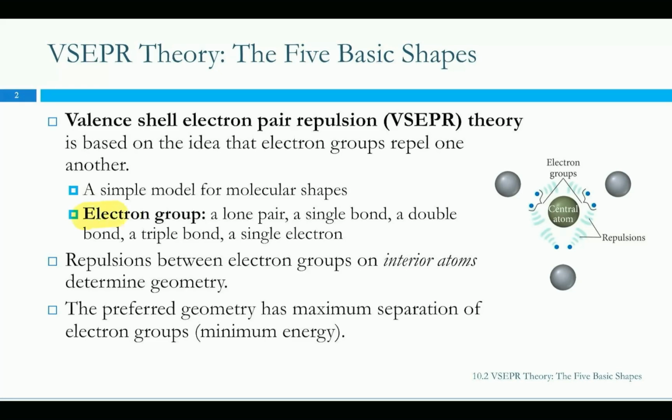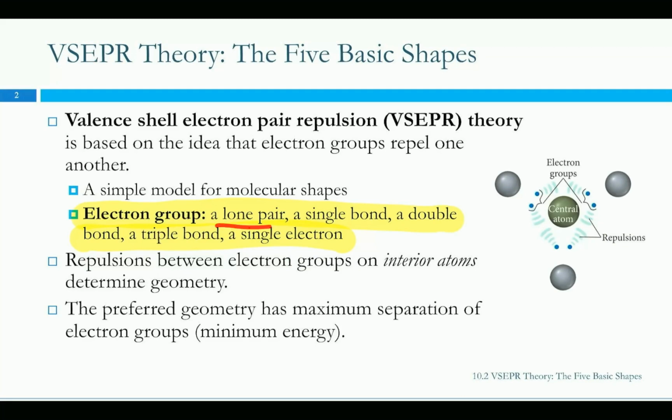But you need to be able to identify electron groups. So lone pairs, single bonds, double bonds, triple bonds, or even just a single electron, those all count as a single electron group. So a double bond, yes, it's 2 bonds, yes, it's 4 electrons, but only 1 electron group.